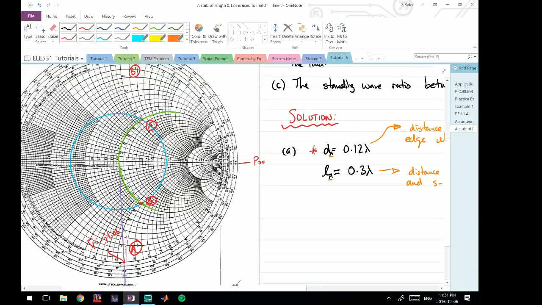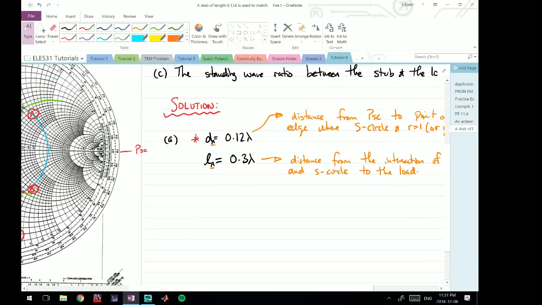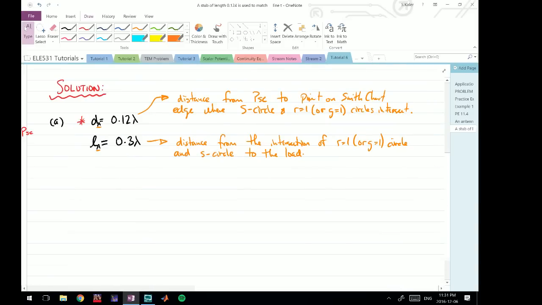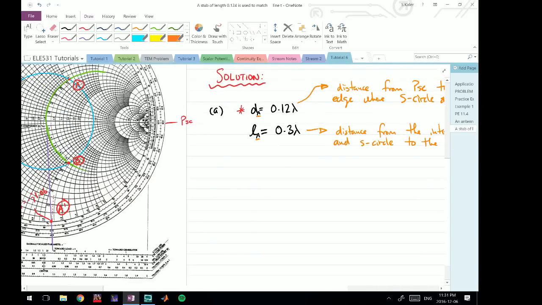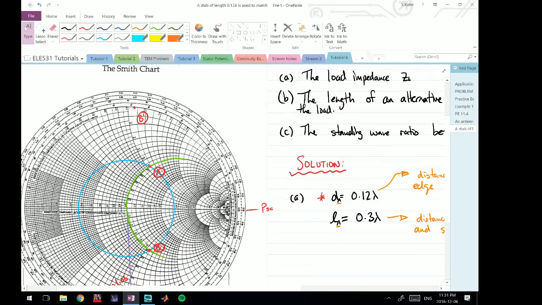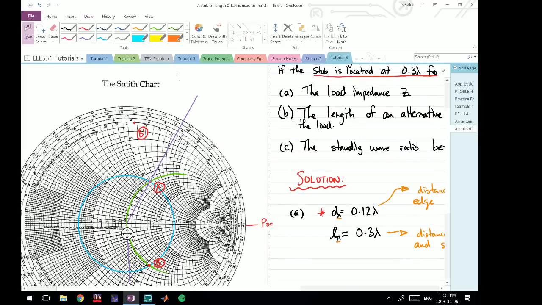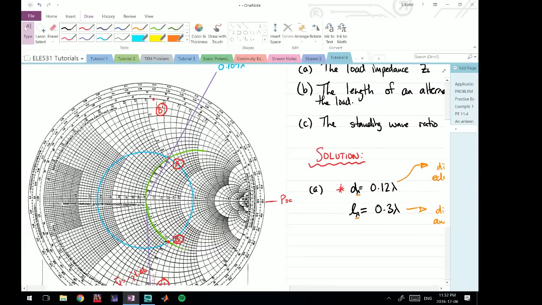So now the next piece of information we need to use is LA. LA is the distance from the intersection of the r equals 1 or g equals 1 circle and the S circle to the load. We said we're using point A because dA is the distance we're given, so we're assuming that our stub is placed at load A. This point is actually 0.164 lambda, and I'm using the outer scale there. So that's this point. Now I need to travel from this point to my load, and I need to go 0.3 lambda towards my load to get there.